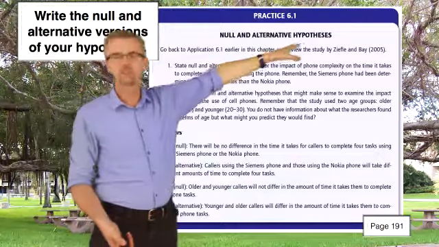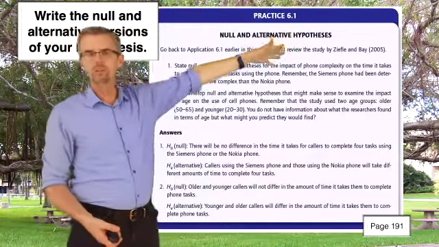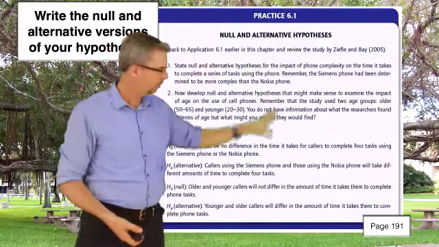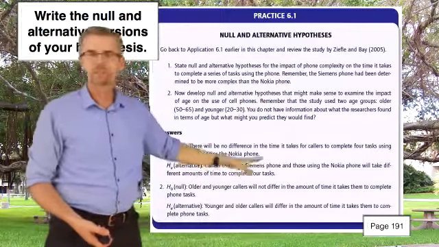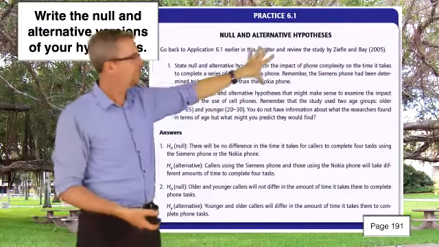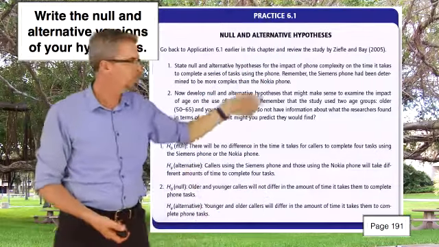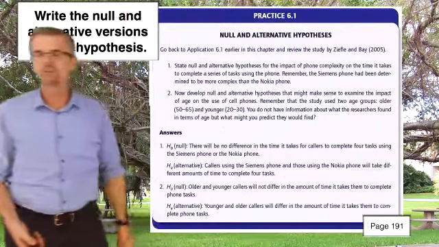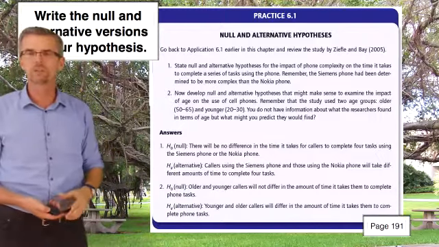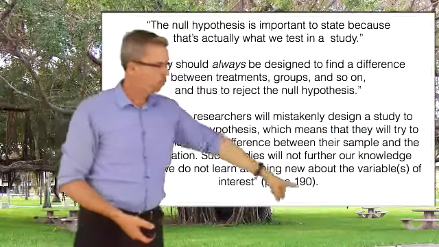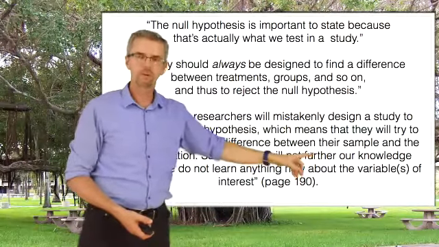Remember to go to practice 6.1 if you need help in doing this, because the answers are in the back of the book in the appendices of the textbook. This practice 6.1 asks these questions and gives you the answers in the back of the book. That's on page 191. So you can go there if you need help writing your null and alternative hypotheses. From page 190, very, very important to this assignment.